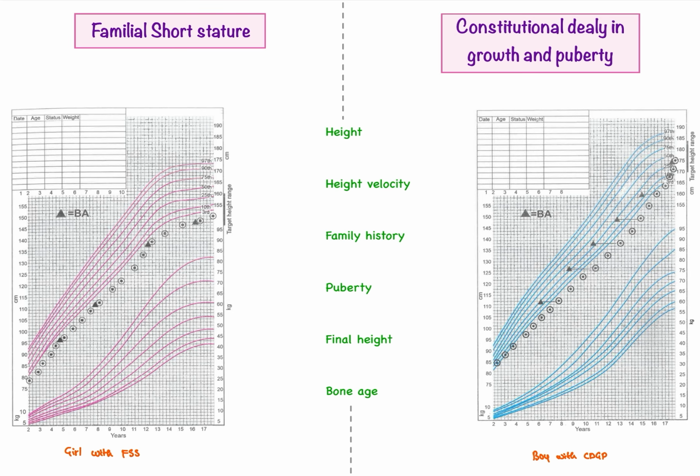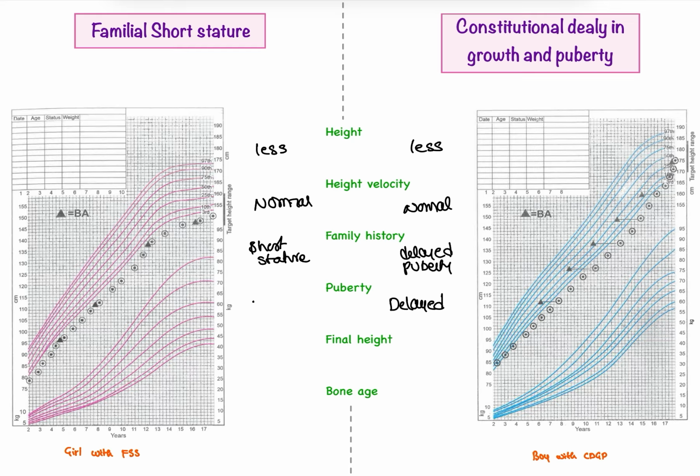Let us see two examples. There is a girl with familial short stature and boy with CDGP. The height in both the cases is less. The height velocity is normal in both the cases. In FSS, there is a family history of short stature. In CDGP, there is a family history of delayed puberty in parents. So the puberty in CDGP is delayed, but in familial short stature, it is normal.